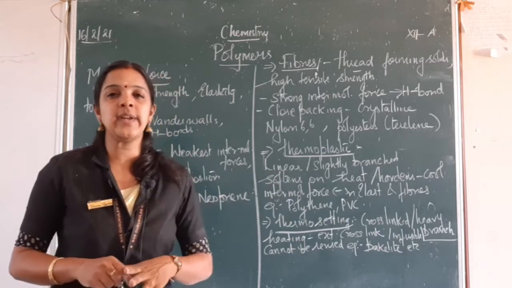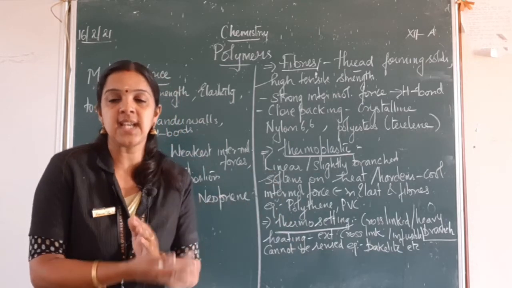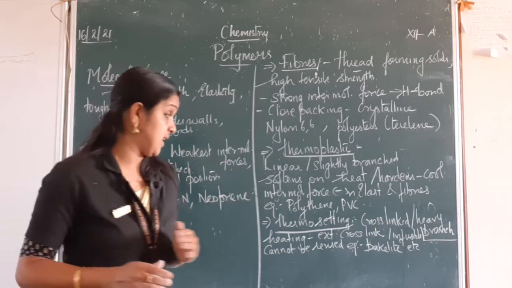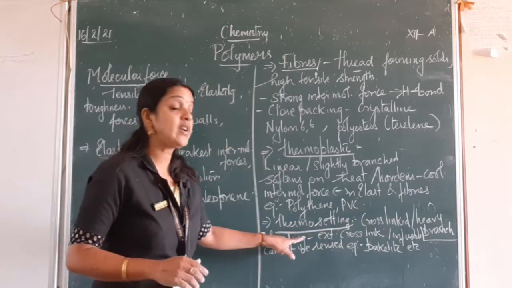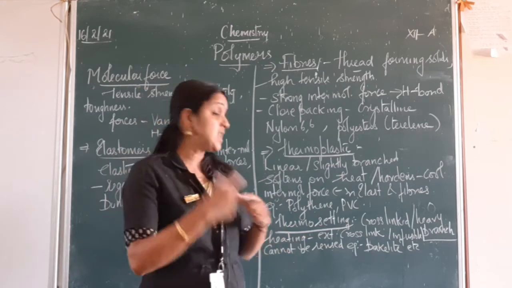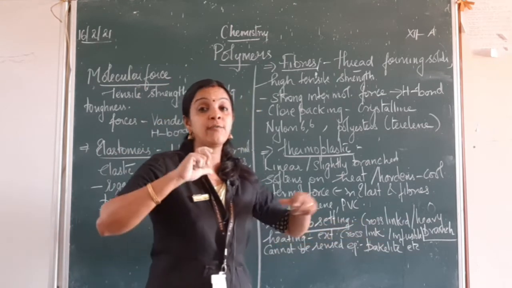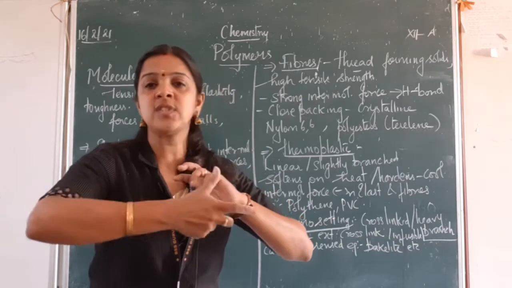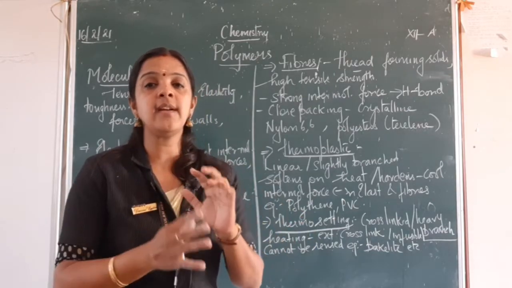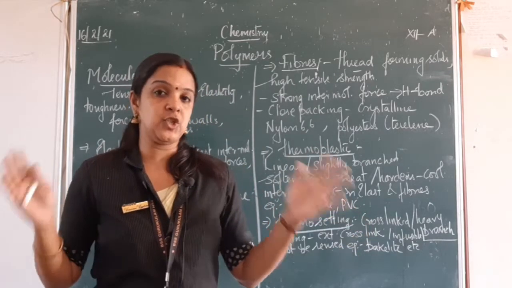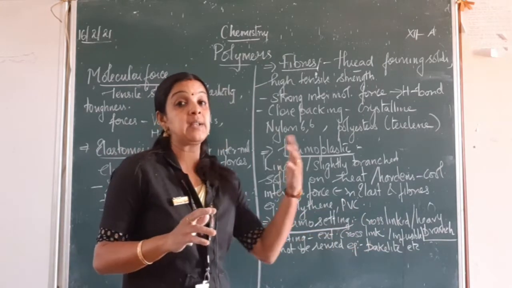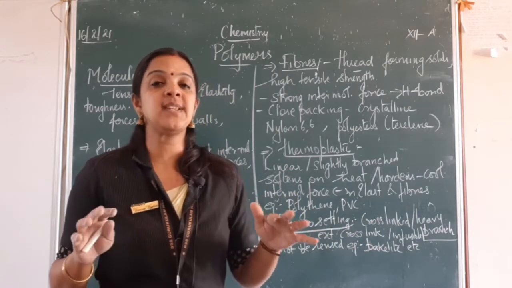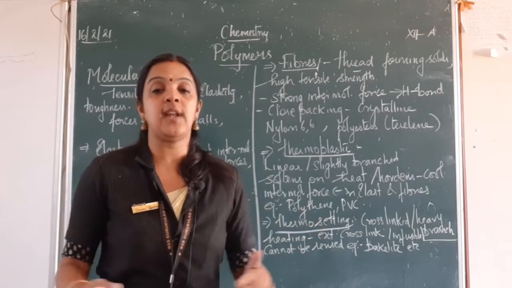From the name it is very clear that once it has been set, you cannot reuse it again. So these are heavily cross-linked polymers, which on heating give extensive cross-linking and become infusible. Infusible means you cannot fuse it again. Once it is made, you cannot change its shape or structure. So you cannot reuse it. Examples like bakelite. Once it has been set, you cannot reuse it again for any purpose.